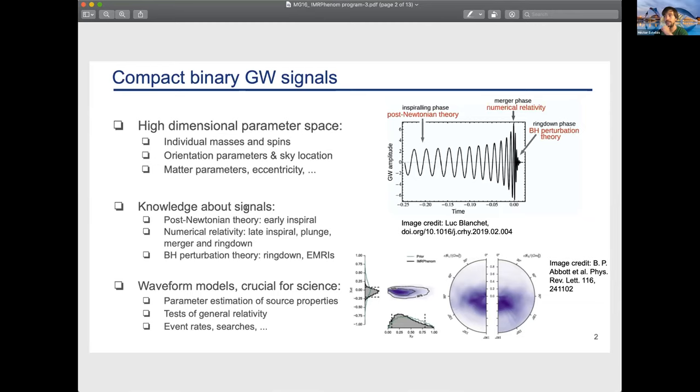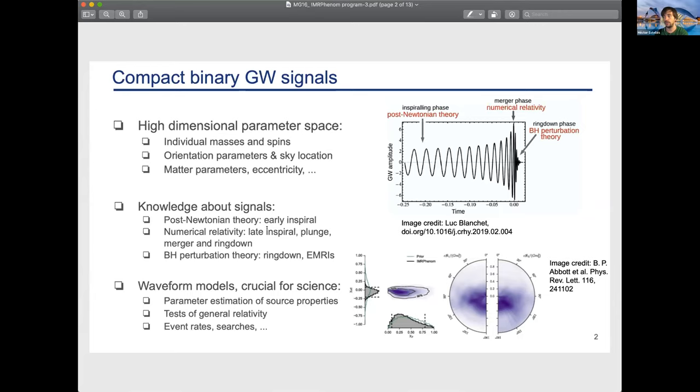Unfortunately, there are no full analytical solutions to the two-body problem in general relativity, so our knowledge about these signals comes from different partial approaches. Perturbative approaches like the post-Newtonian theory are valid for describing the system and the signals in the weak field regime of the early inspiral. Black hole perturbation theory is able to describe the post-merger emission in the ring-down stage.